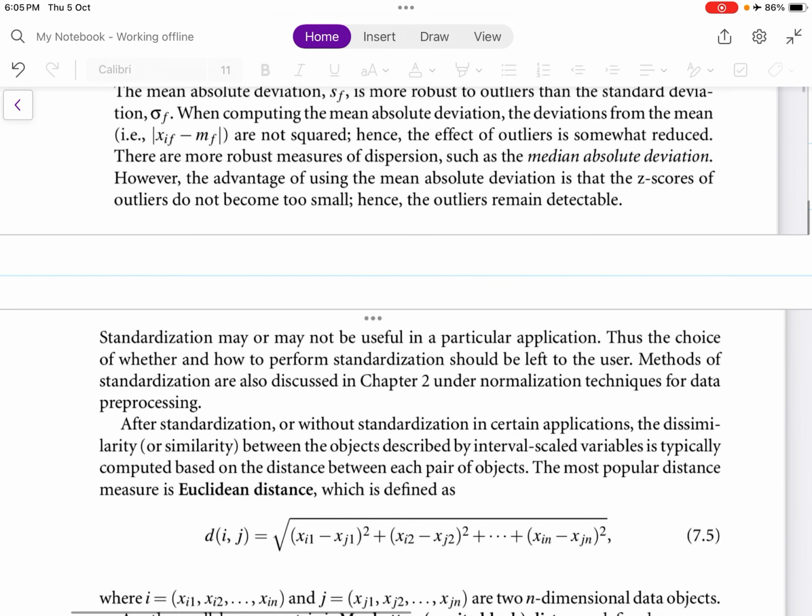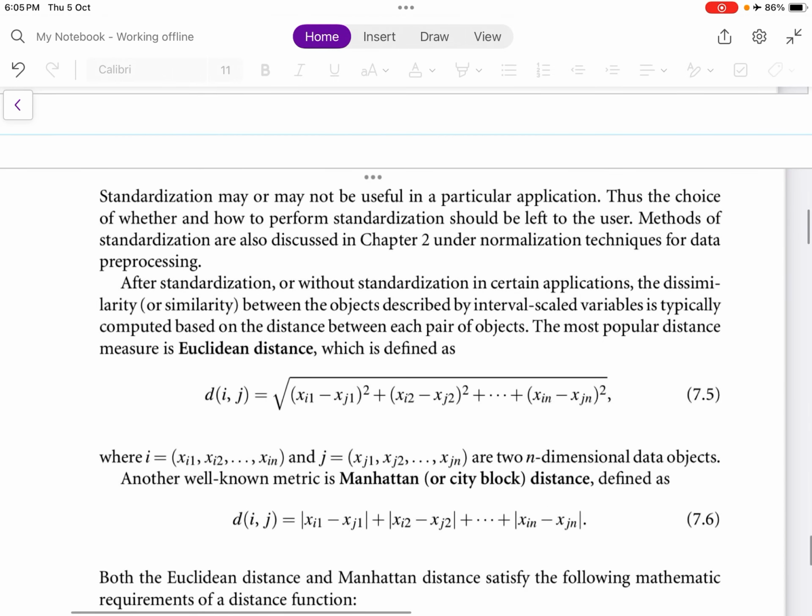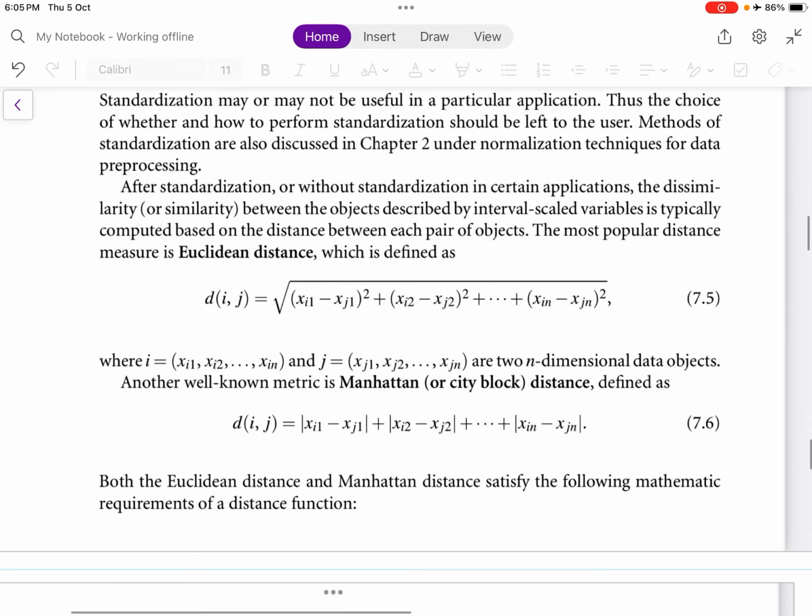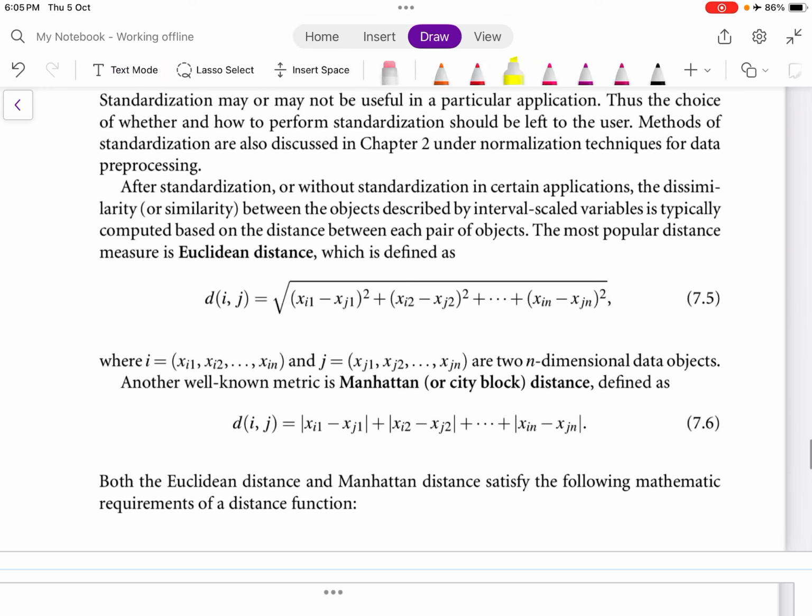Then you have the formula for Euclidean distance. After standardization, or without standardization in certain applications, the dissimilarity between objects described by interval scaled variables is typically computed based on the distance between each pair of objects. The most popular distance measure is the Euclidean distance, which is defined as follows. This is the formula for Euclidean distance.